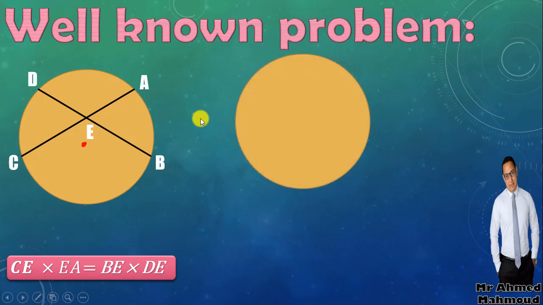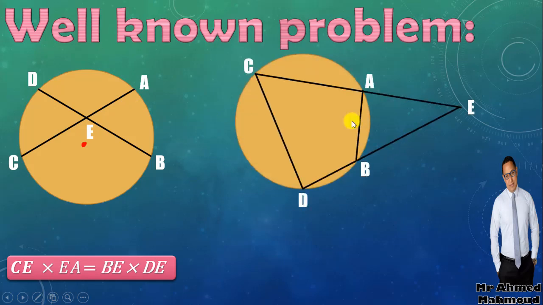Another case: if we have a circle like this and two intersecting line segments coming from a point outside the circle like this. Now ABDC is a cyclic quadrilateral because A, B, D and C lie on the circle. We studied before that an exterior angle of a quadrilateral equals the opposite interior angle. So angle A equals angle D. This is exterior and this is its opposite interior.